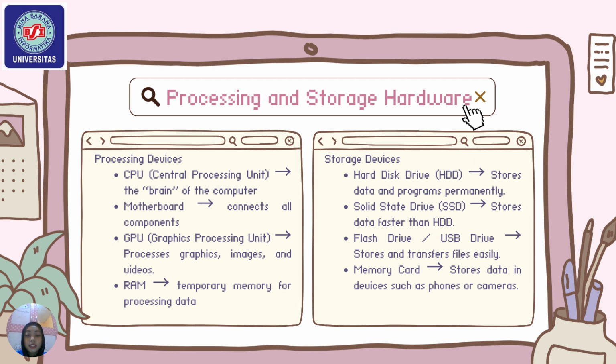So the third is flash drive or USB drive. The function is to store and transfer files easily. The last is memory card. The function is to store data in devices such as phones or cameras.